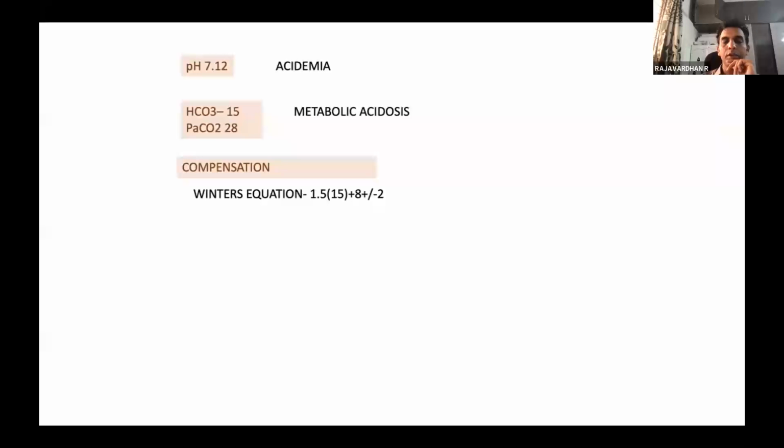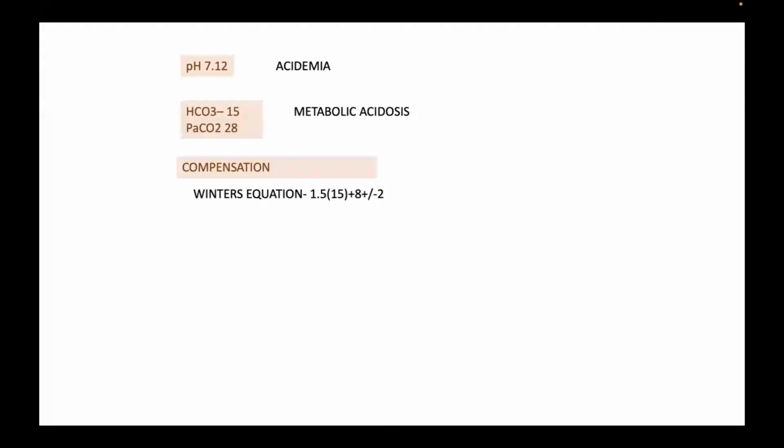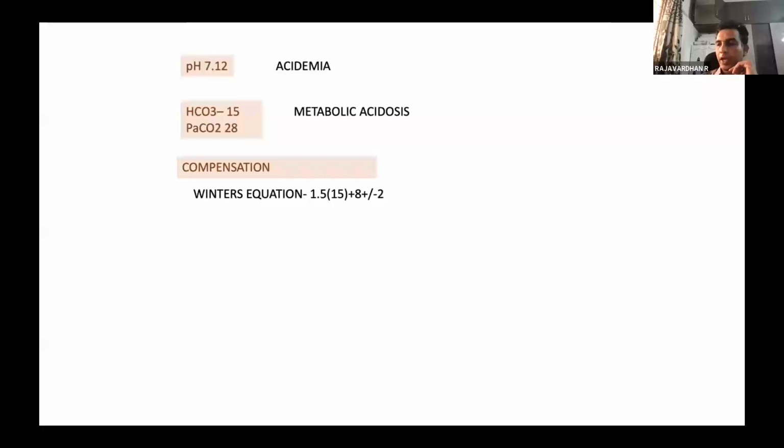Next, you got a primary metabolic acidosis with compensation. Then next, what will you do? Primary metabolic acidosis with a compensated respiratory alkalosis. Okay, I'll calculate the anion gap. How much is the anion gap in this patient?